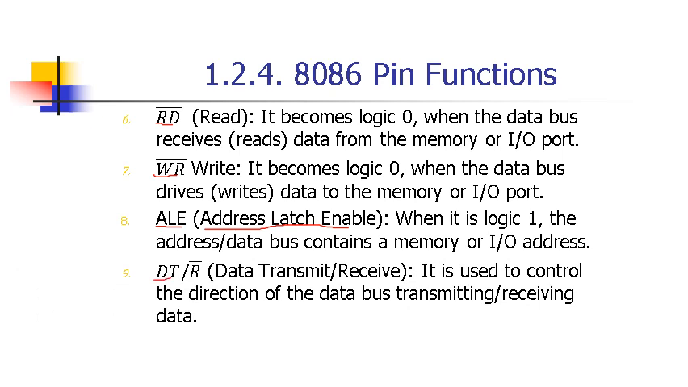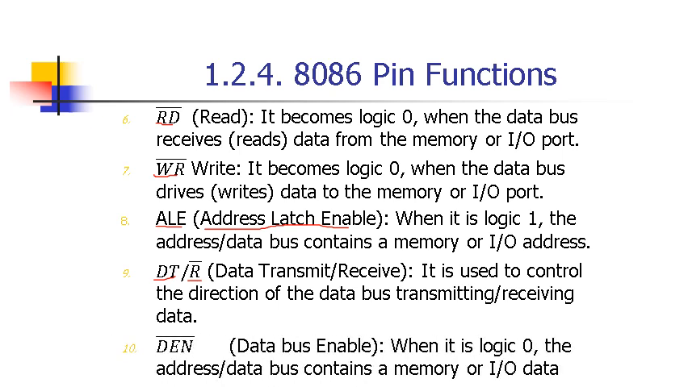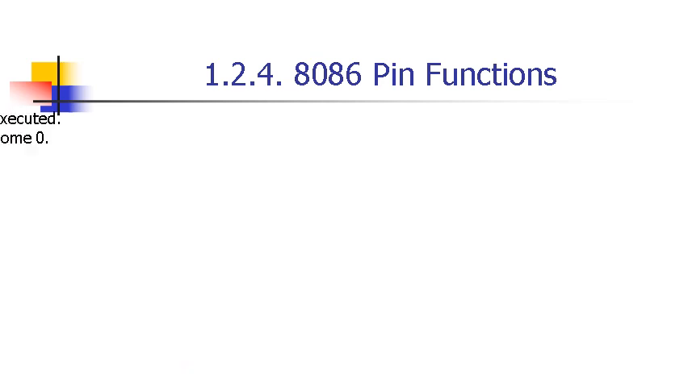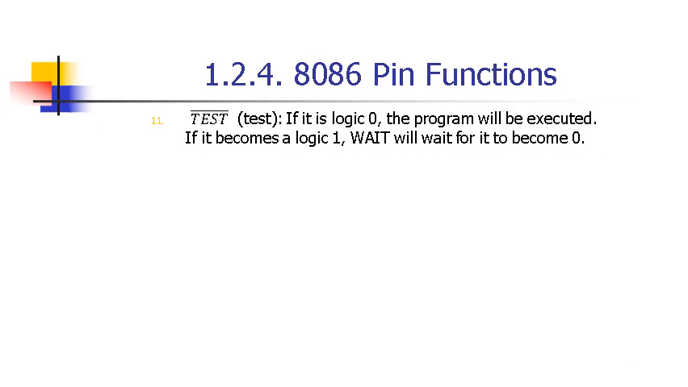Here, data is being transmitted if this is high, or data is being received if this is low. Okay, if it's low, the data bus is enabled, and data is now available in your data bus.